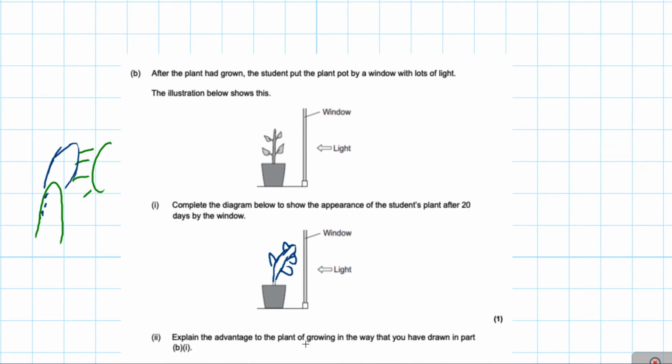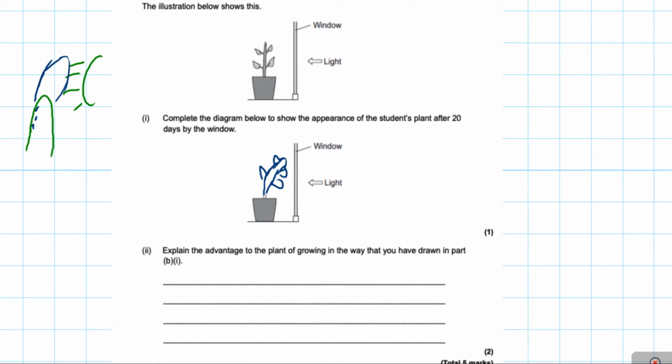Explain the advantage to the plant of growing in the way that you have drawn in part B(i). So one of the advantages is that there is more light for the leaves, because you're growing towards the light. So there's more light for the leaves, and therefore more photosynthesis can occur.